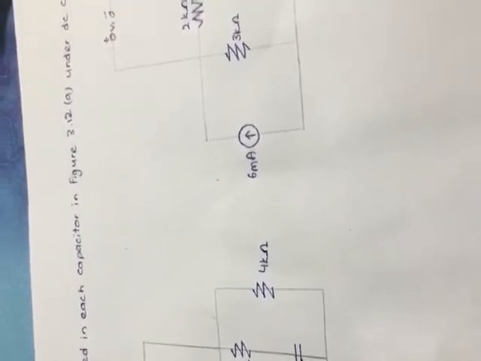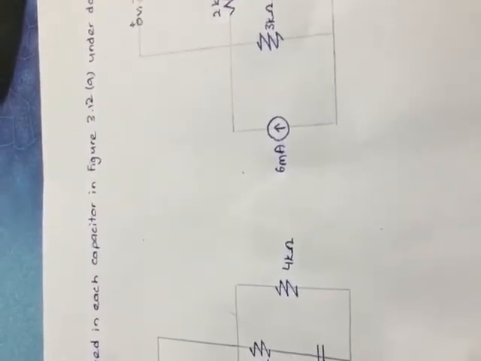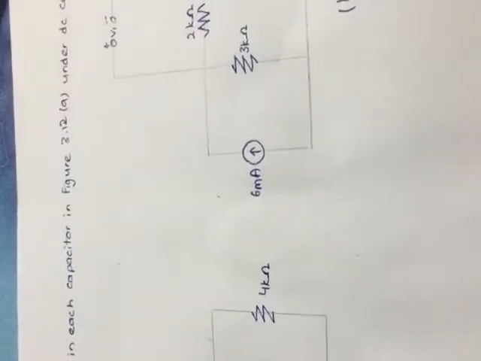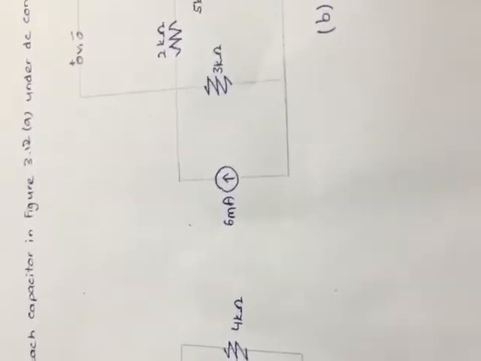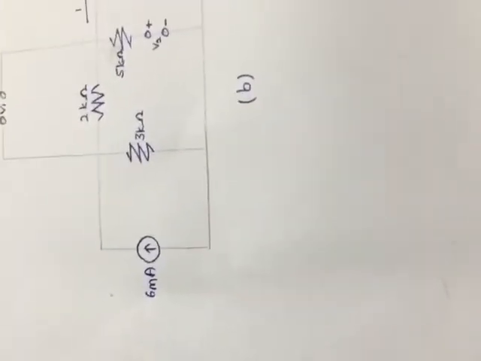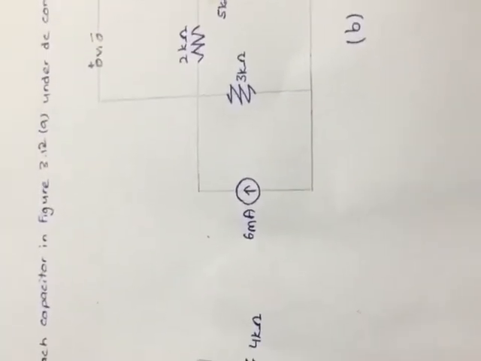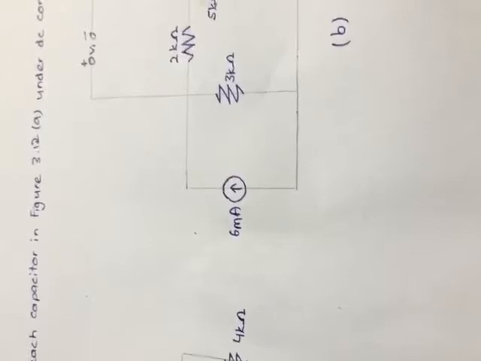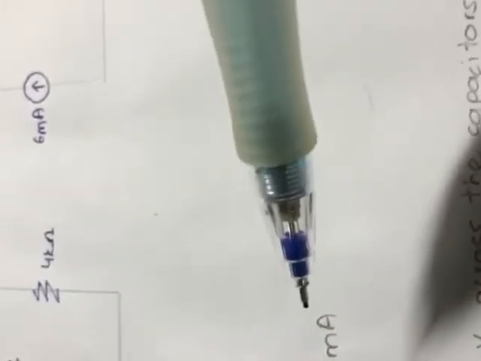The question is, obtain the energy stored in each capacitor in figure 3.12a under DC condition. Okay, under DC condition, we replace each capacitor with an open circuit as shown in figure 3.12b. The current through the series combination of the 2 kΩ and 4 kΩ resistors is obtained by current division as i equals 3 over 3 plus 2 plus 4 times 6 mA, equal to 3 mA.